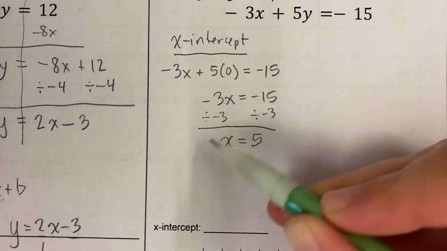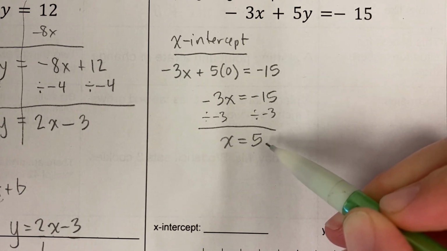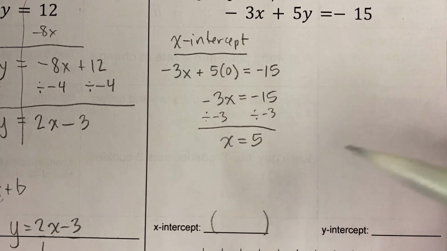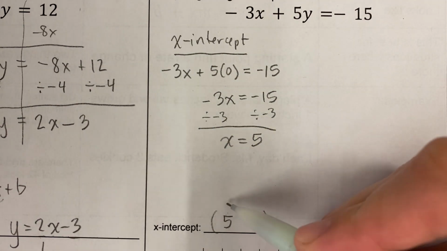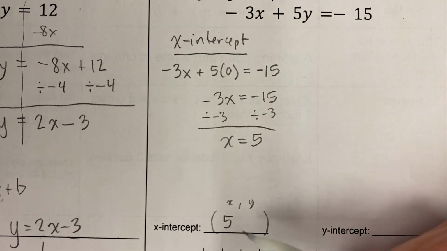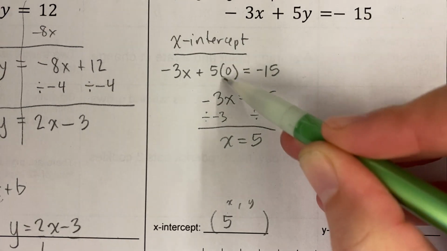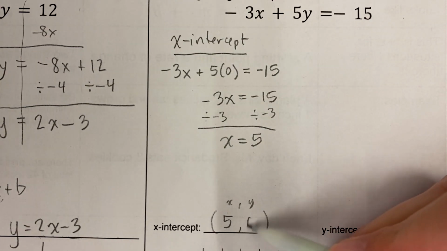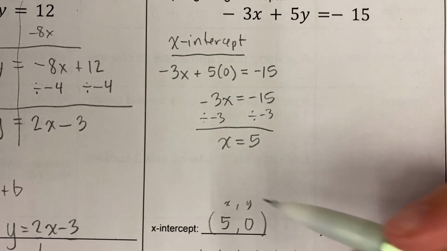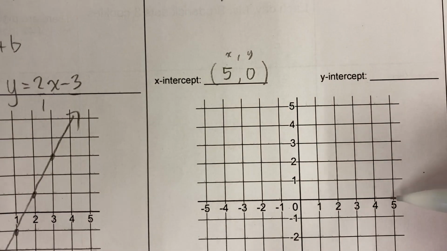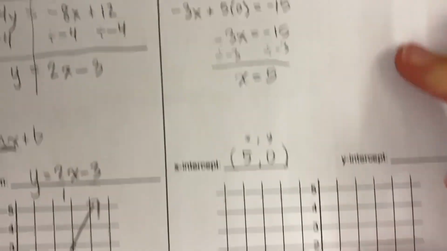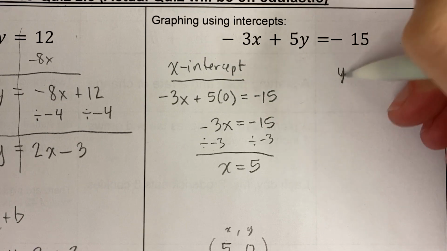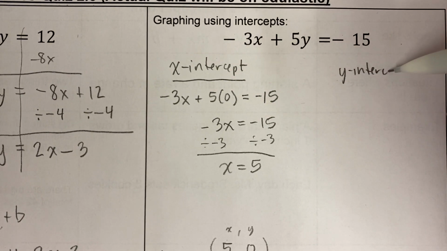Now, remember, my x value is 5. I just found that. What's my y value? Because the x-intercept is a point. Now, I have the x value, right? It's always x comma y. The x value is 5. What's the y value? Oh, yeah, the y value is 0. Remember, I plugged in 0 for y. So that's going to be one point that's on the line. This point right here, 5, 0. Now we're going to find another point on the line, because that's all we need to graph a line.